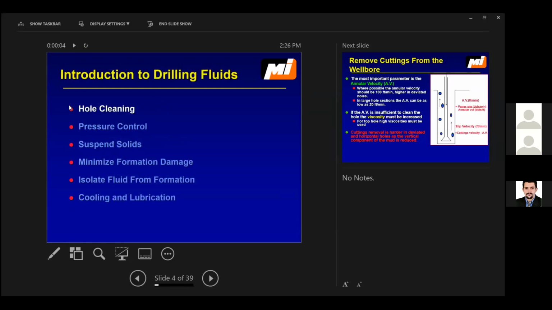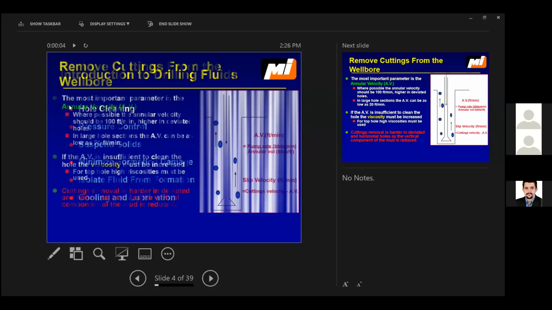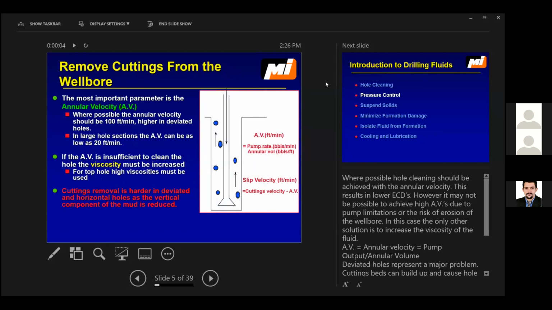So the first subject we are talking about is hole cleaning. How do we clean the hole from cuttings? You know, the main force acting on cuttings is the gravitational force. So normally cuttings are coming down, not coming up. So how can we remove the cuttings from the well? We can use two forces.